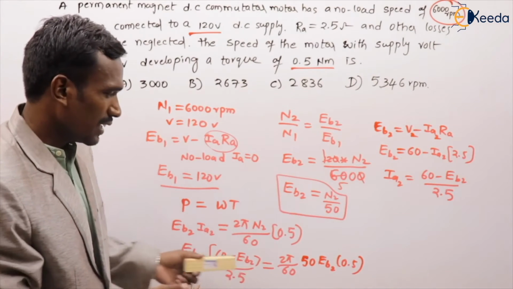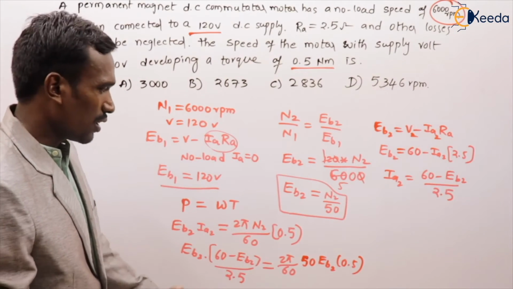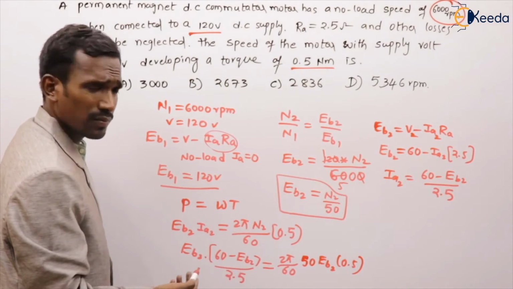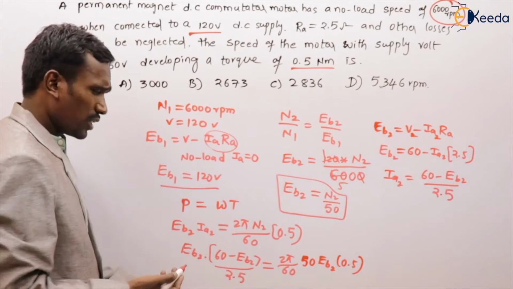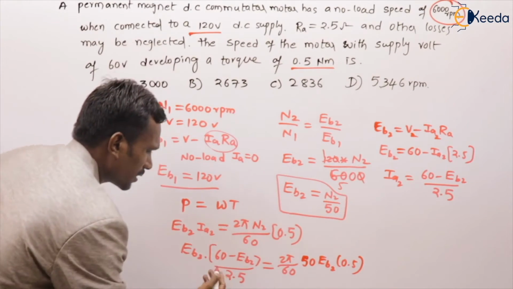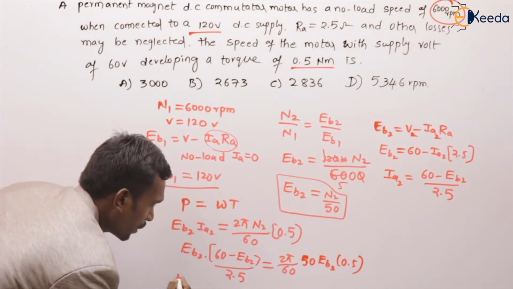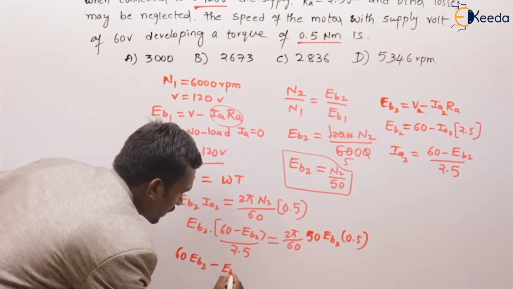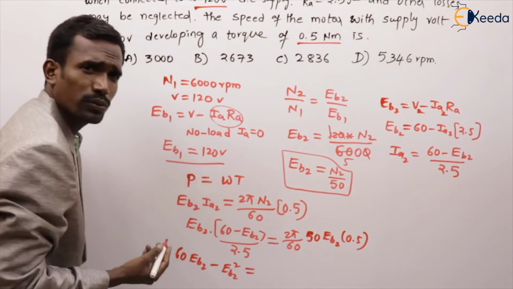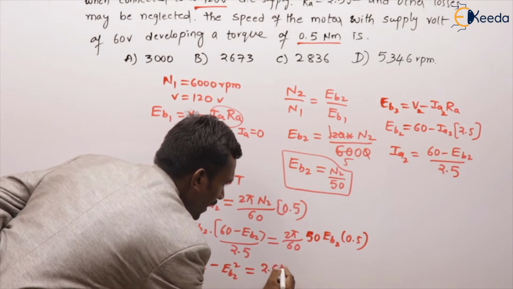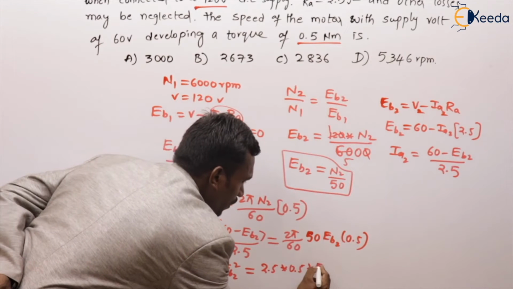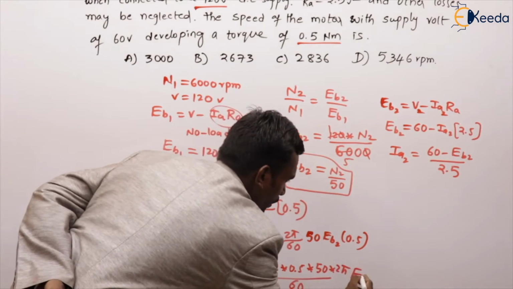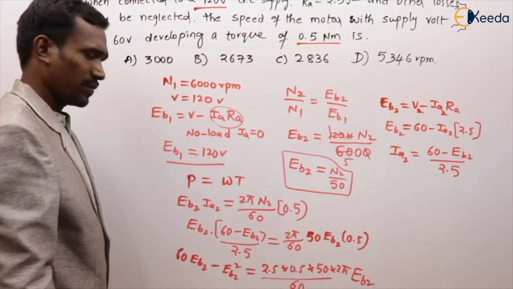See, somewhat large equation you got. Large equation, of course. So, here EB2 is there, just multiply it. And here also EB2 is there. Just multiply it and tell me what is the answer actually. If you multiply this, 60 into EB2 minus EB2 square is equal to 2.5 into 0.5 into 50 into 2 pi divided by 60 into EB2, right?